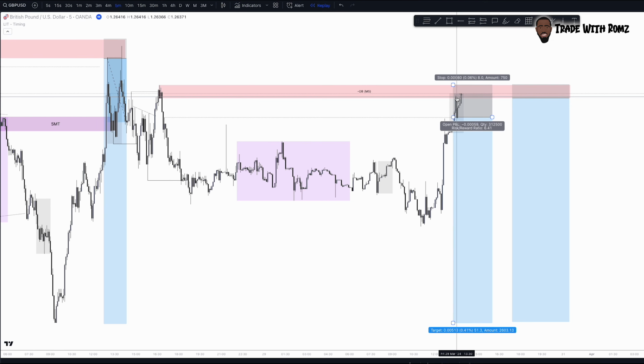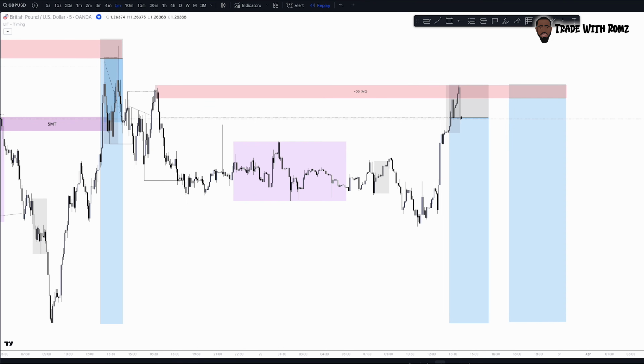So as you can see here, price has tapped in once. It's tapped in again. Is it going to break? Is it going to take the high? Or is it going to just reverse from here? Look at that.